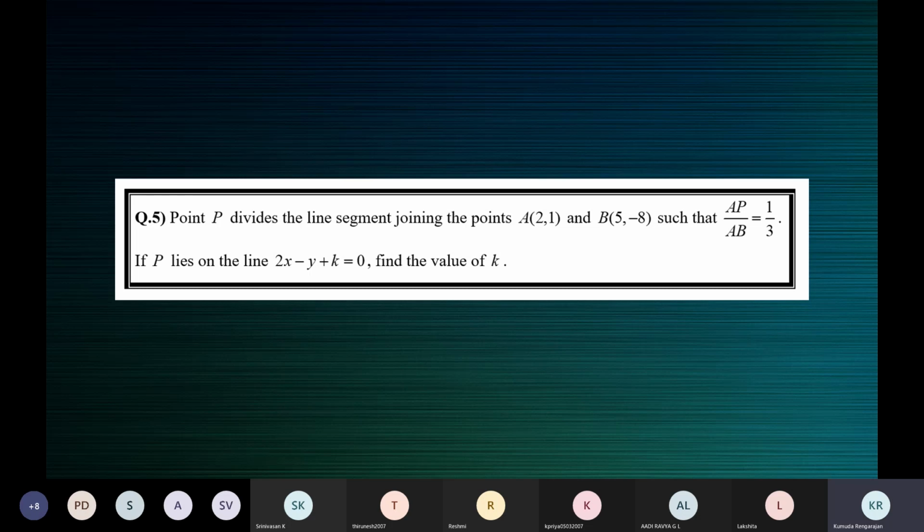Yes, found the coordinates of the point P? No, one minute, I'm doing. Okay. Ma'am, the coordinates of point P are 3, x is equal to 3, ma'am.